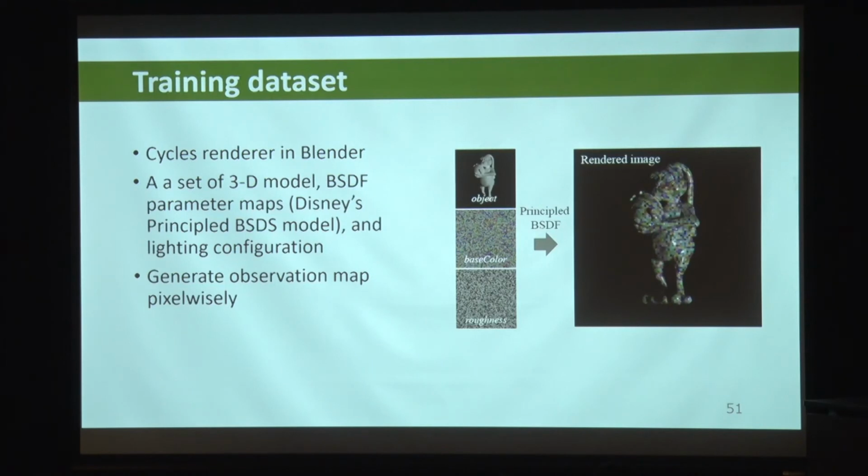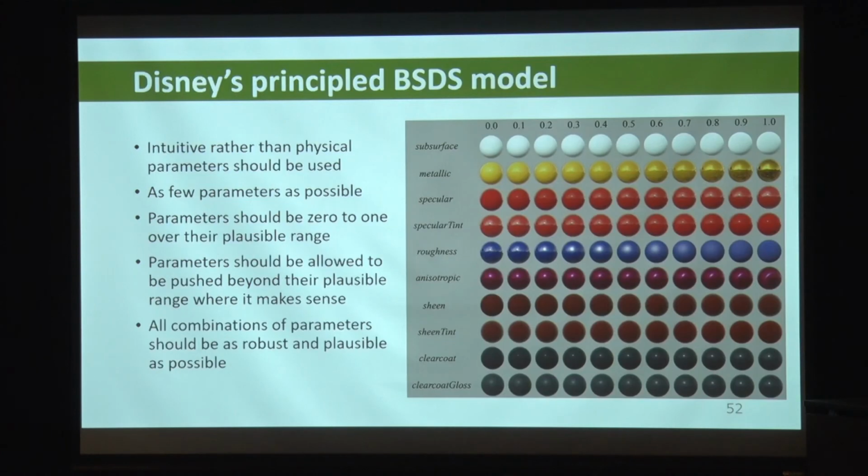But the training data from this work is different from the previous works. This time they don't use the MERL BRDF, and they choose to use Cycles rendering in Blender with a set of 3D models and BSDF parameter maps from Disney's principled BSDF model, and generate the observation map pixel-wise. And this is a quick review of Disney's principled BSDF model.